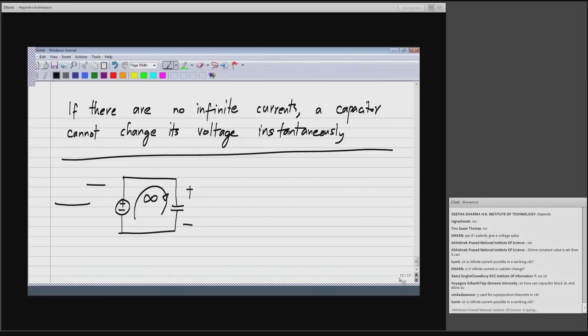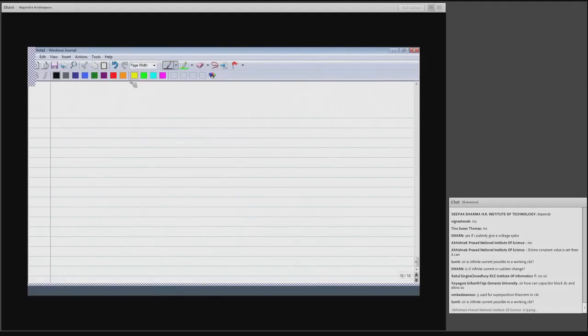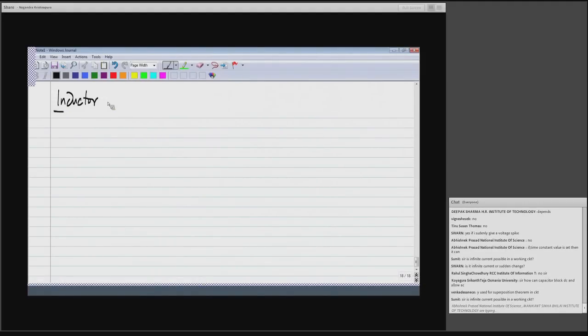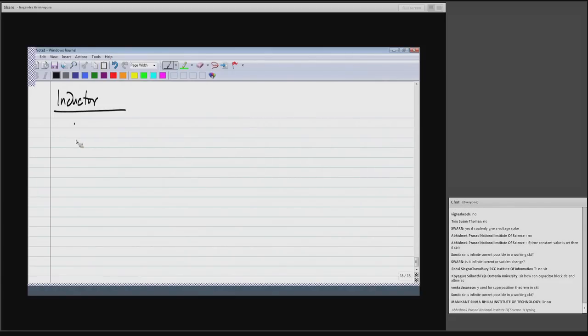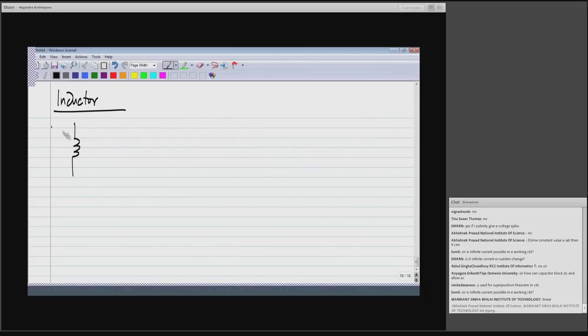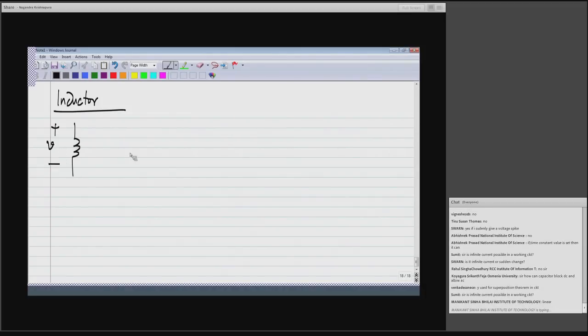Finally, the last of the simple two terminal elements is the inductor. And the symbol for an inductor, I think you're all familiar with, is like a coil. Again, I will define V and I in this consistent direction.